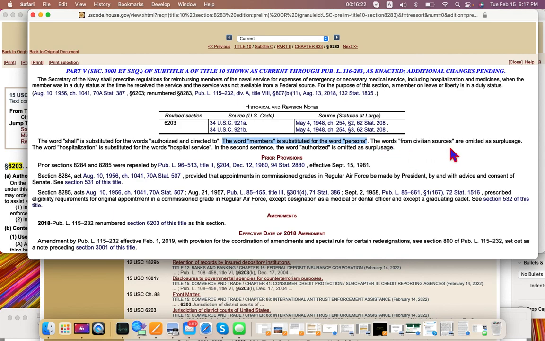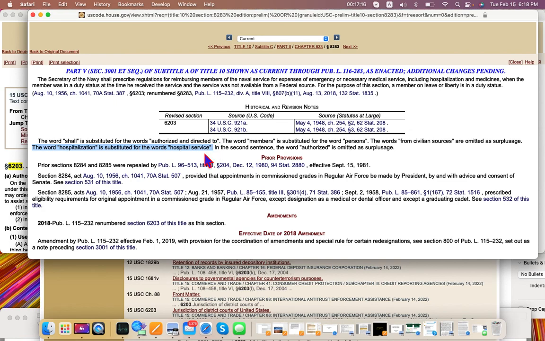So the words from civilian sources are omitted as surplusage. The word hospitalization is substituted for the words hospital service. And I've explained taxpayer money or public coffer money and what the public coffer can be used for as far as medical benefits to the military. Okay, I've explained that in detail. How hospitals are used for military purposes when an on-post hospital or clinic doesn't provide a service to the member. It's a way to be able to pay a doctor who sees a member of the military.